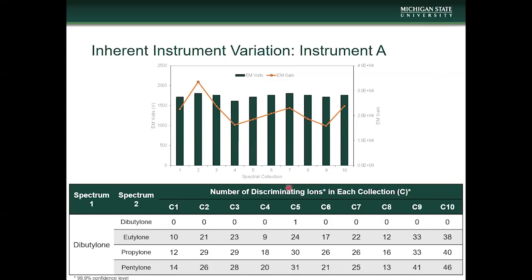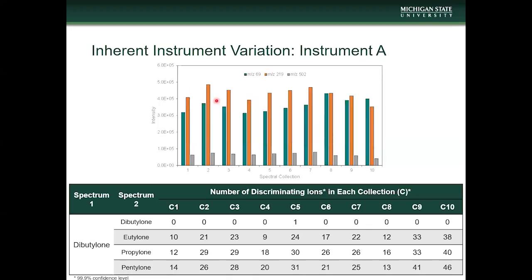So this plot on the top here shows the electron multiplier voltage in the dark green bars and the electron multiplier gain as the orange trend line. And what you can see is across these collections, the electron multiplier voltage doesn't change too much, as you might expect, but the multiplier gain does vary quite a bit, from about 1.5 times 10 to the 4 in collection 9 up to about 3.5 times 10 to the 4 in collection 2. So there's quite a bit of variability in the gain here, which is affecting spectral intensity, which in turn is affecting the number of discriminating ions.